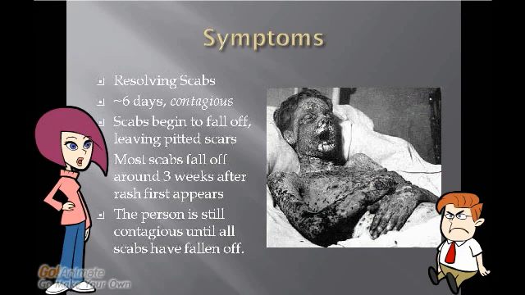With time, the smallpox scabs begin to resolve. This lasts around 6 days and is still contagious. The scabs will begin to fall off, leaving pitted scars, and most scabs will fall off around 3 weeks after the first appearance of the rash. The person will remain contagious until all of their scabs have fallen off.